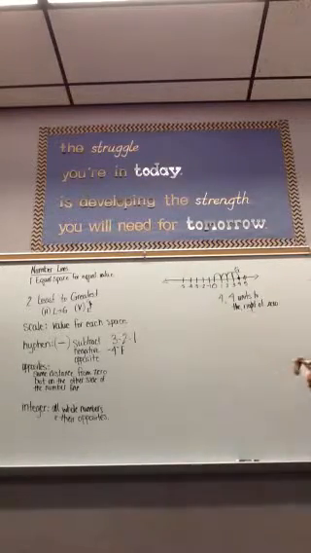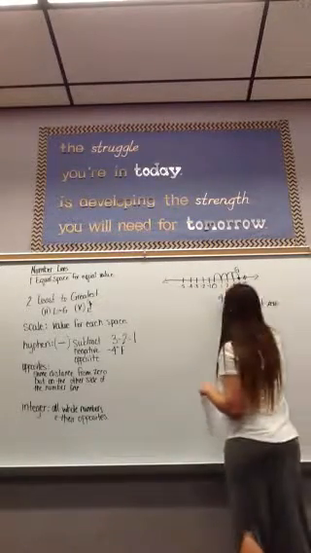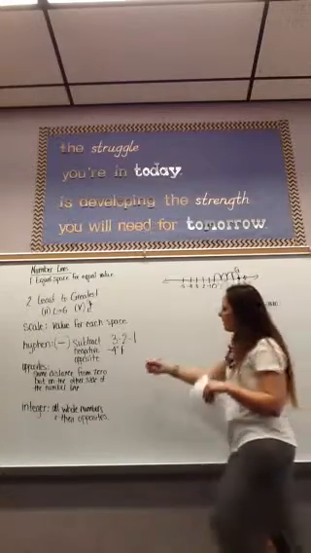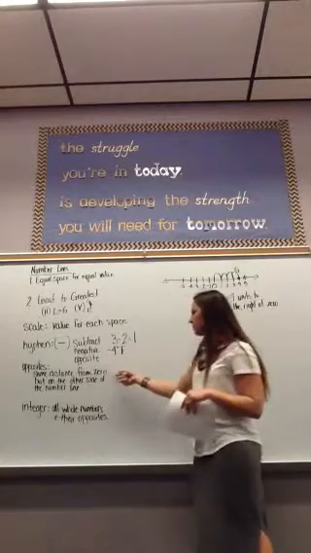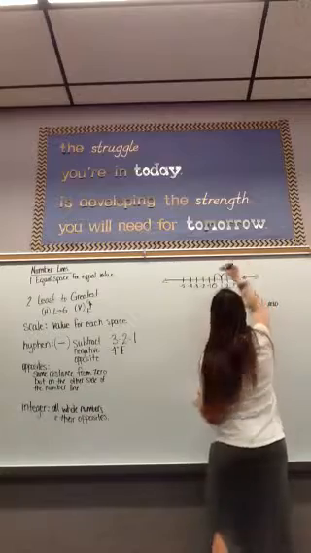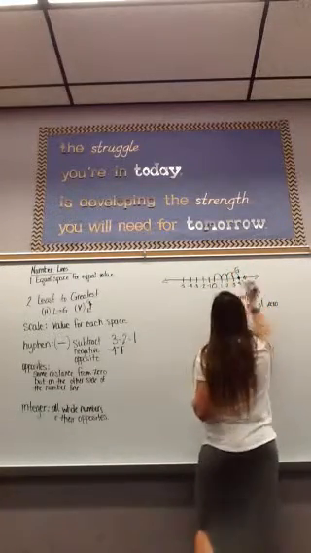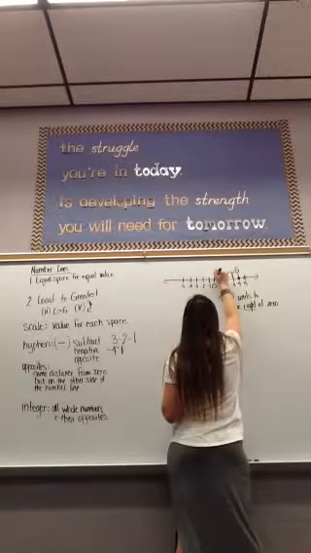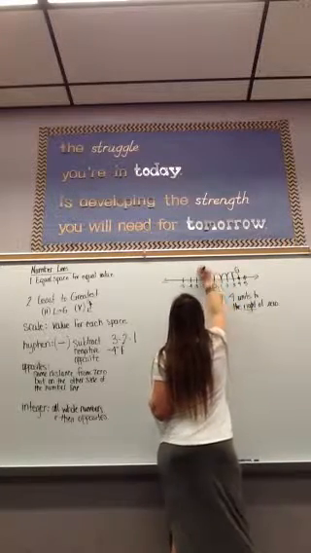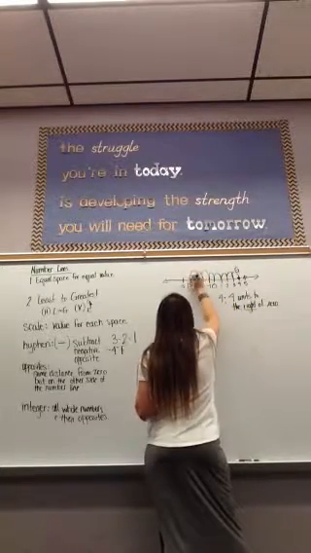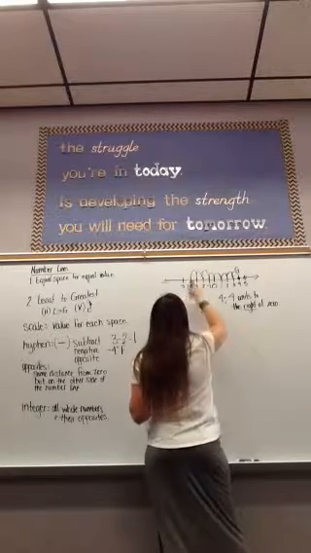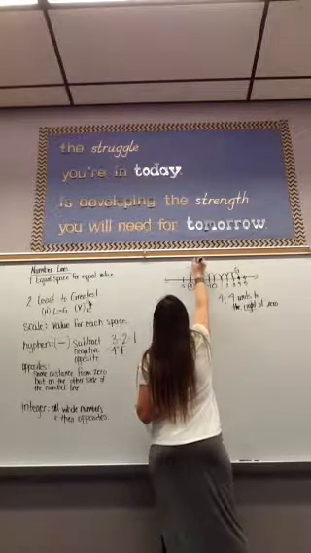4 is an integer. Now I'm going to find the opposite. So the opposite of 4 is the same distance from 0, but on the other side of the number line. So if 4 is 4 units to the right of 0, the opposite of 4 is 4 units to the left. 1, 2, 3, 4.